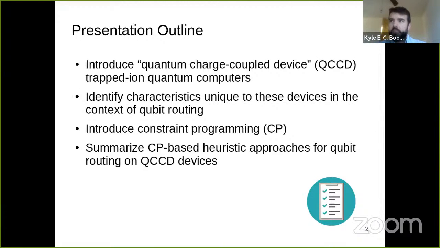So in this presentation, I will be introducing the quantum charge coupled device trapped ion quantum computer, discussing the characteristics unique to these devices in the context of qubit routing, providing a brief introduction to the paradigm of constraint programming, and then I'll be summarizing essentially our ongoing investigations into constraint programming based approaches for qubit routing on QCCD devices.